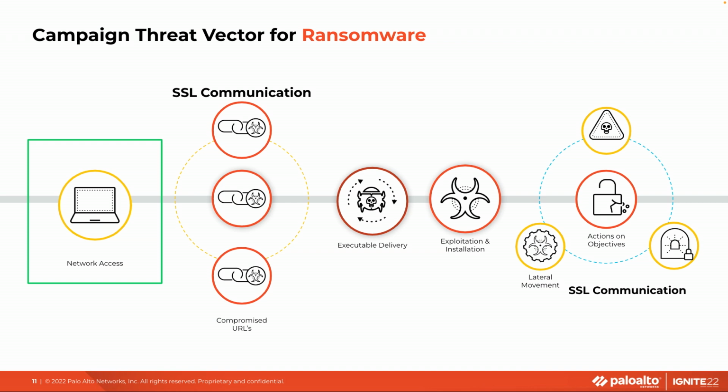If we look at the campaign threat vector for ransomware, it all begins with network access. Compromised credentials are the most commonly exploited entry point, but attackers also exploit vulnerabilities and other methods. Once in the network, an attacker must download an executable, which is generally done through a compromised URL that is SSL encrypted, which masks the payload that's coming through. Then the executable is installed and the attack begins. The ransomware then moves laterally throughout your organization, determining your crown jewels, then striking.